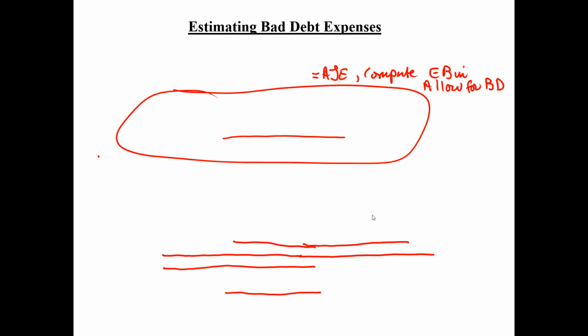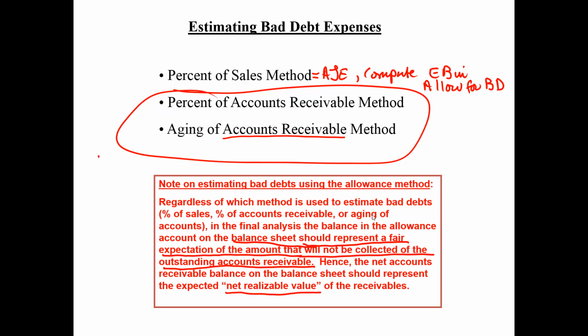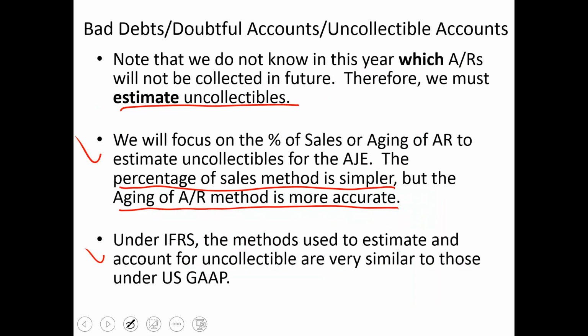Hello, we said that there are two methods for estimating our bad debt expense under the accrual method to come up with what the adjusting journal entry is. And the percentage of sales method gives you the adjusting journal entry, and then you compute the ending balance in the allowance for doubtful accounts, uncollectible accounts, or bad debts.